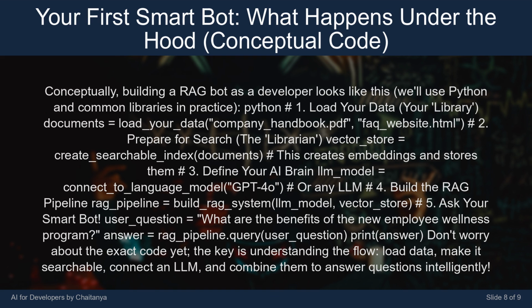Number 3. Define your AI brain. llm_model = connect_to_language_model("GPT-4o"), or any LLM. Number 4. Build the RAG pipeline. rag_pipeline = build_rag_system(llm_model, vector_store). Number 5. Ask your smart bot. user_question = "What are the benefits of the new employee wellness program?" answer = rag_pipeline.query(user_question). print(answer).